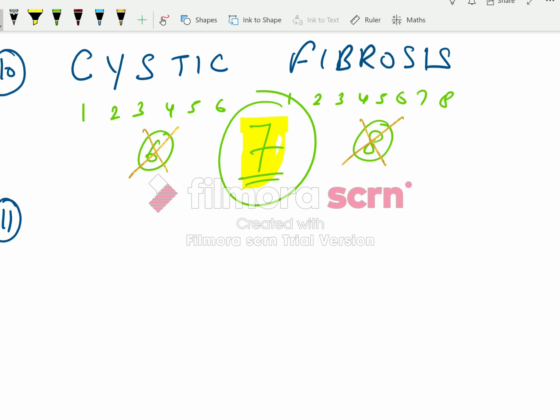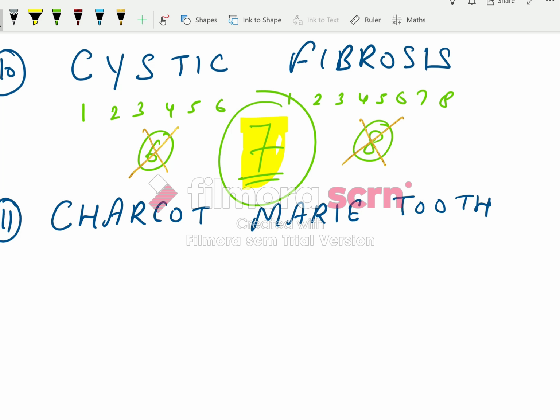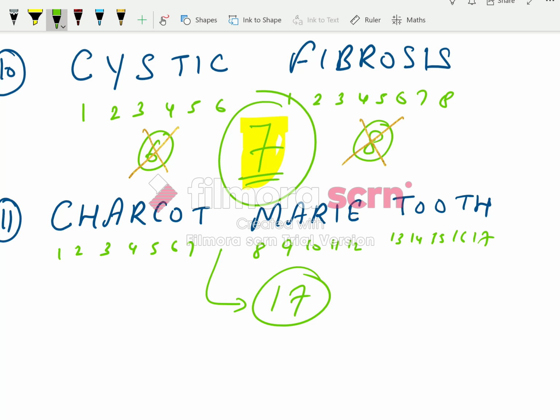Next disease we are discussing is Charcot-Marie-Tooth disease. Let me count this, 1, 2, 3, 4, 5, 6, 7, 8, 9, 10, 11, 12, 13, 14, 15, 16, 17. Disease occurs at chromosome 17.